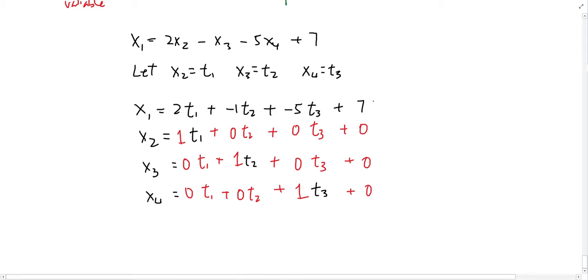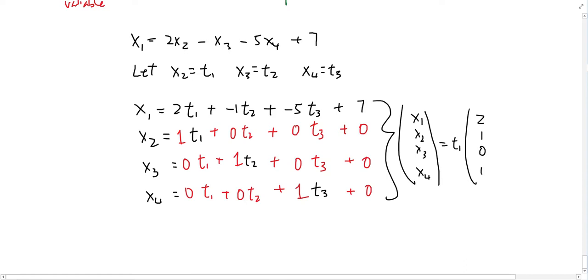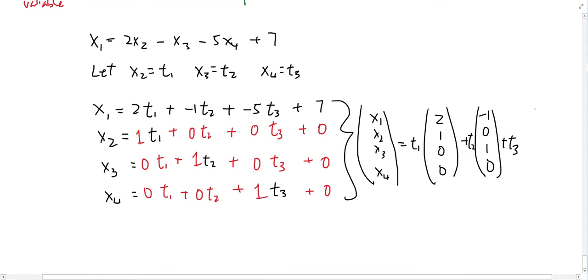Now I'm ready to put it together. This is what my vector x is. My vector x in this case is x1, x2, x3, x4, and that's equal to t1 times 2, 1, 0, 0, plus t2 times -1, 0, 1, 0, I forgot, plus t3 multiplied by -5, 0, 0, 1, plus 7, 0, 0, 0. That becomes my parametric form.